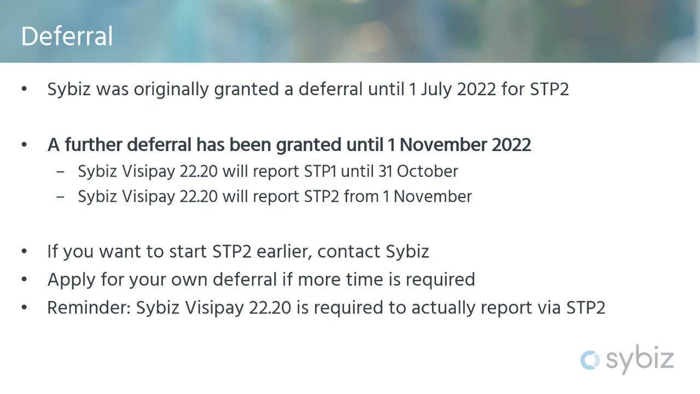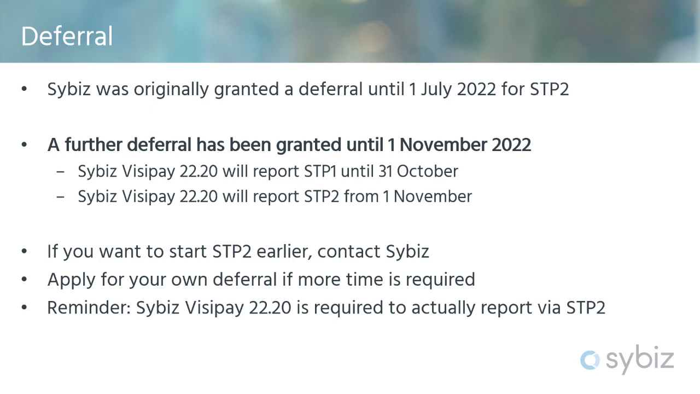And we also have a little bit of info just in a general sense about STP2 and Sybiz Visipay to start with. So we were originally granted the deferral that we requested to the 1st of July 2022. So that's something that we've communicated for, I guess it's almost 12 months now since we got that deferral. But unbeknownst to us, we didn't actually apply for it, but the ATO said, hey, you guys, we want you to wait until the end of October, or what that means is the 1st of November before reporting STP2.